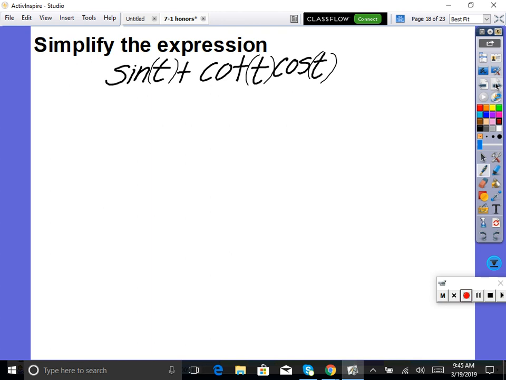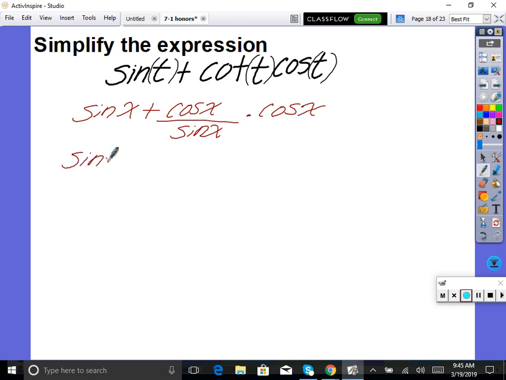Okay, so I like that idea. So you're saying that we have a sine of, let's change to x. Anyone mad about that? Sine of x plus, and then you said cotangent is cosine of x over sine of x, and then times cosine of x. That is true. So what do we have now? So we have sine of x plus cosine squared of x over sine of x. What would you do next if it was you?